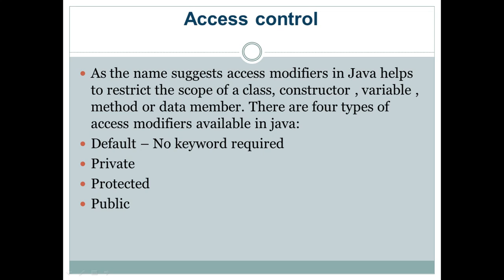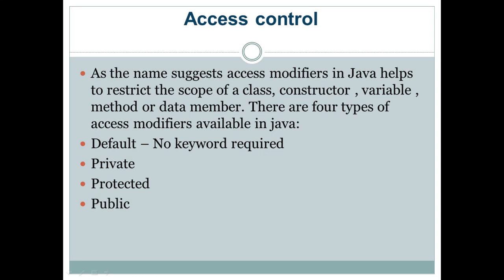Now next is private. A private member is accessible from within the class only. You can't access private members from outside of the class. Private members can only be accessed by other members of its class. In inheritance, this concept is very important while we inherit the classes.